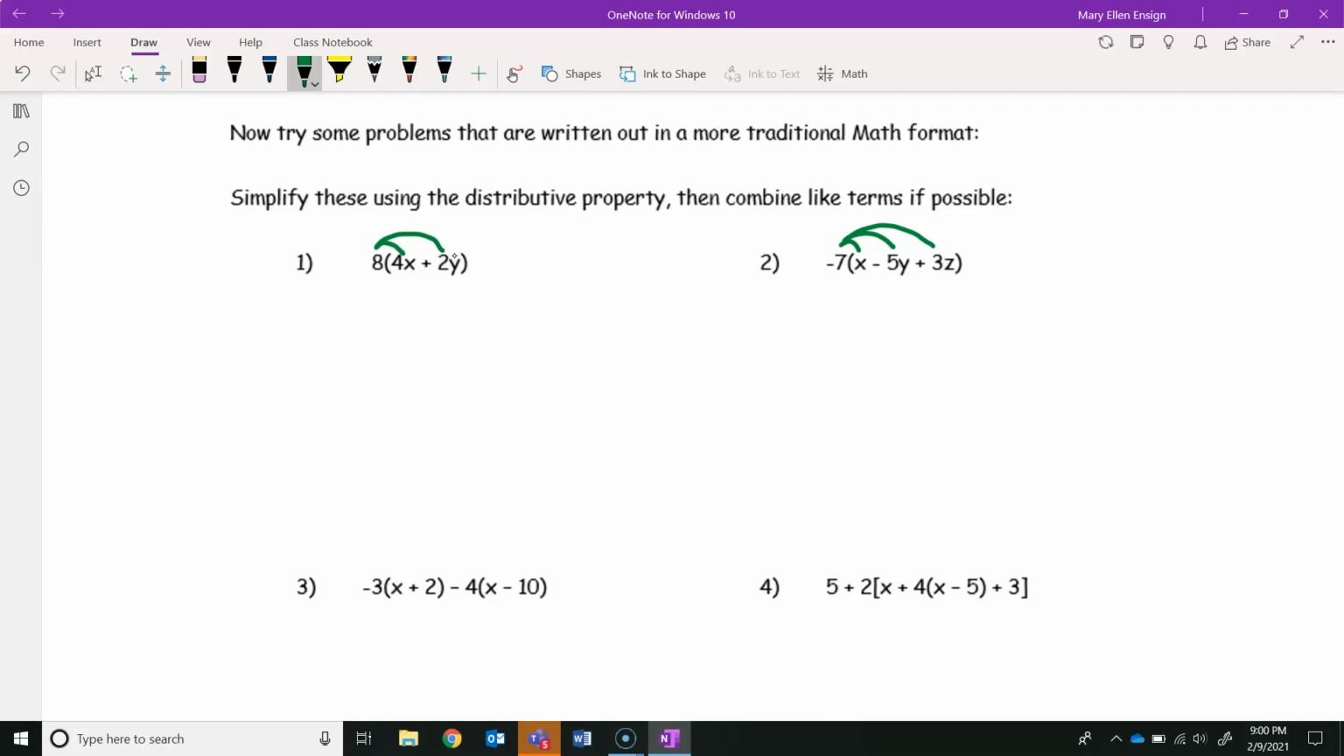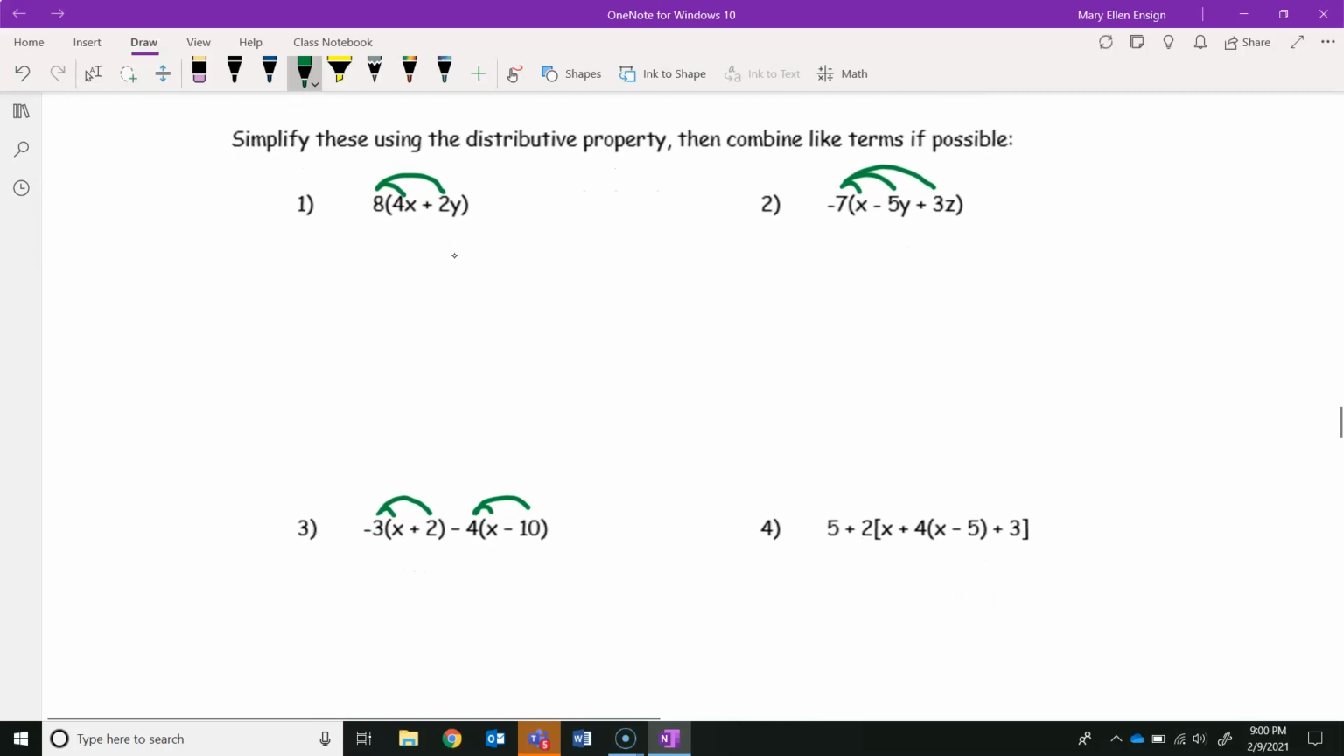Watch your signs. Think of this as a -5, because we know that -5 is the same as plus -5. Now, these two, you're just going to do the distributive property. Here, you're going to do the distributive property in 2 different places, and if you have like terms at this point, then you can combine them.